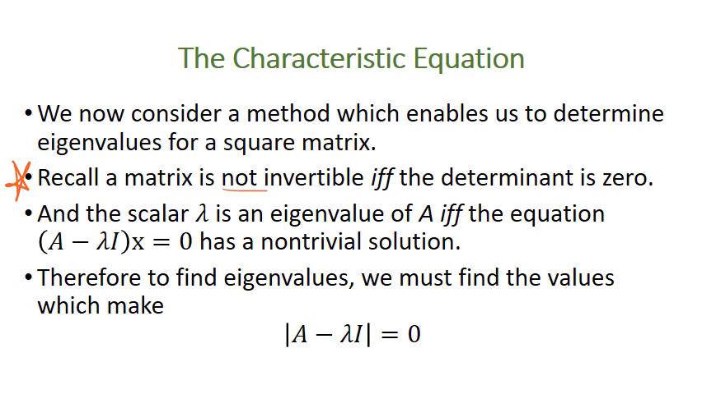that a matrix is not invertible if and only if the determinant is 0. And this was discussed in section 2.3. So you might want to go back and look at that invertible matrix theorem. Another thing is that the scalar lambda is an eigenvalue if and only if this equation here has a non-trivial solution. So putting the two together to find the eigenvalues, we must find when the determinant is equal to 0.